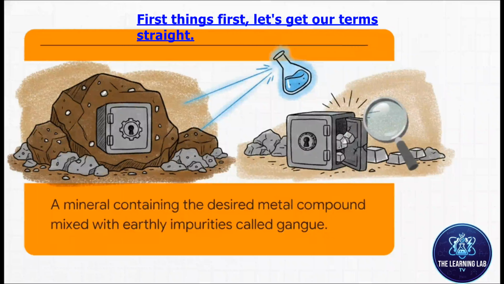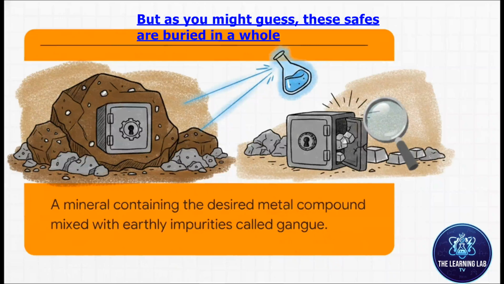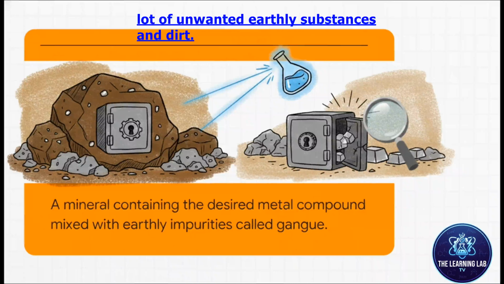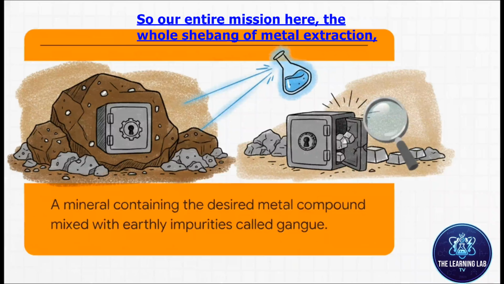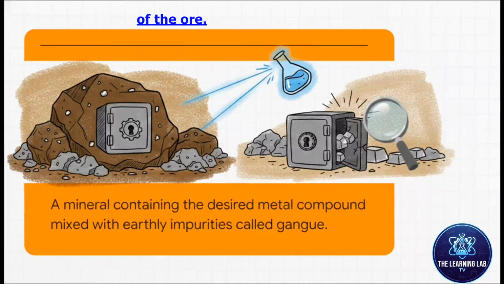First things first, let's get our terms straight. When we mine these rocks, they're called ores. You can kind of think of an ore like a locked safe that holds our target metal. But as you might guess, these safes are buried in a whole lot of unwanted earthly substances and dirt. Chemists call that useless dirt gangue. So our entire mission here, the whole shebang of metal extraction, is to strip away that gangue and crack open the chemical lockbox of the ore.